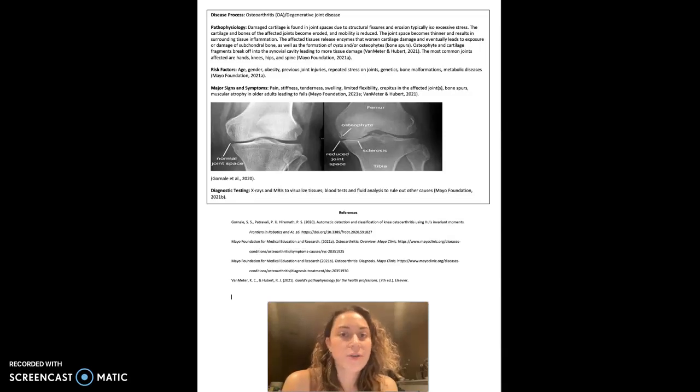Hi everyone, I chose osteoarthritis for my flashcard topic this week. It's also referred to as degenerative joint disease, meaning that it's a progressive disease.